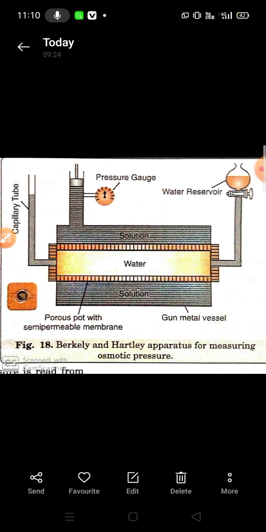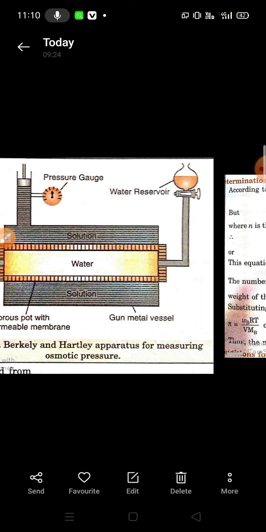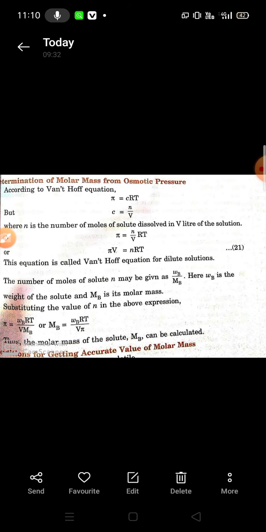Next we will discuss the determination of molar mass from the osmotic pressure. Okay, you know the van't Hoff equation, pi equal to CRT. C represents concentration and C equal to n by V. n represents number of moles and V represents volume in liters.